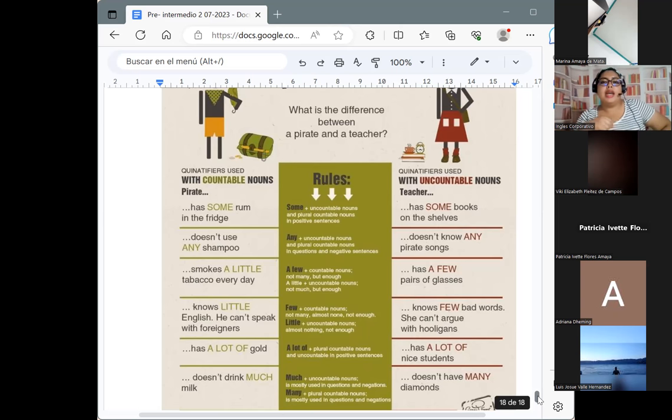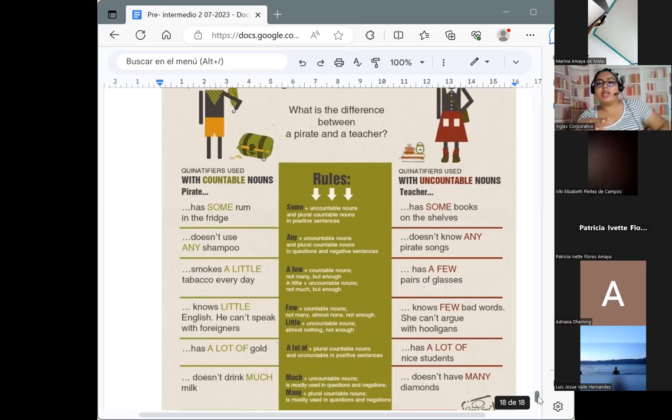Now, the teacher has some books on the shelf. The teacher doesn't know any pirate song. The teacher has a few pairs of glasses. The teacher knows few bad words. She can argue with hooligans. The teacher has a lot of nice students. And the teacher doesn't have many diamonds.